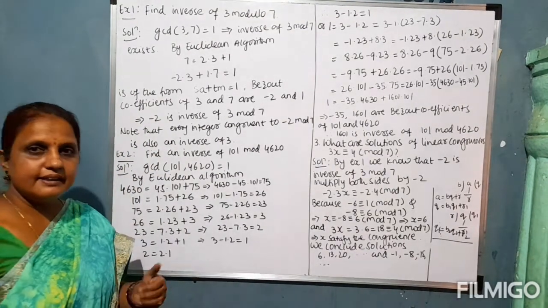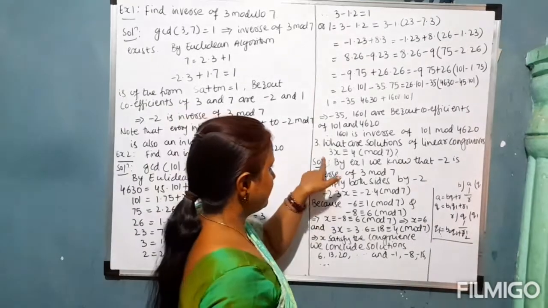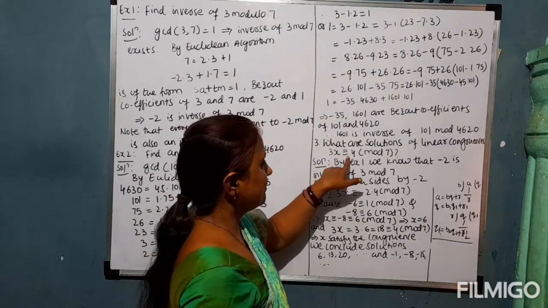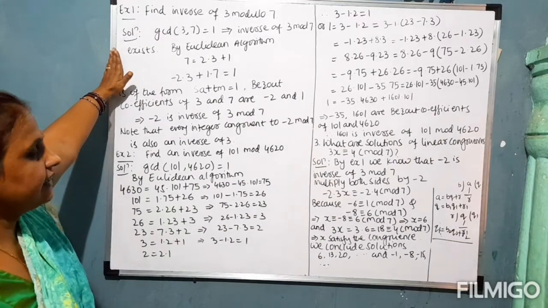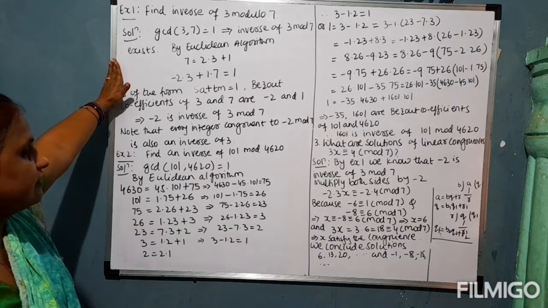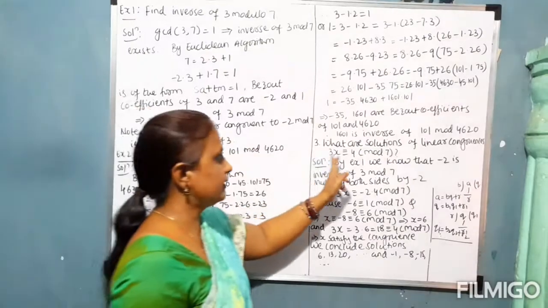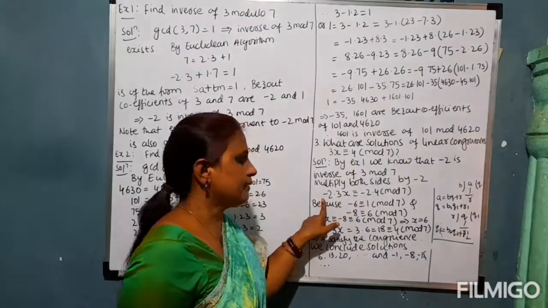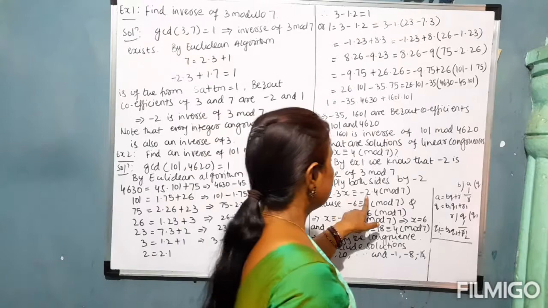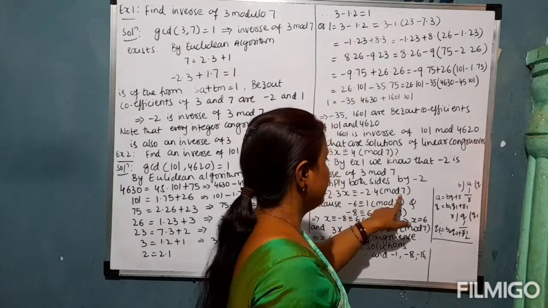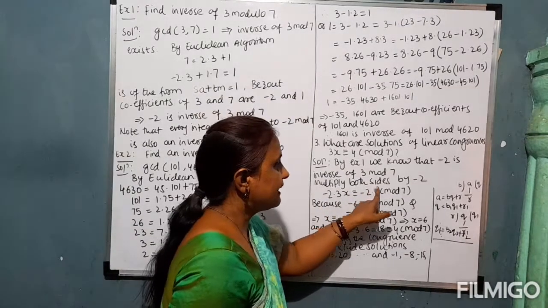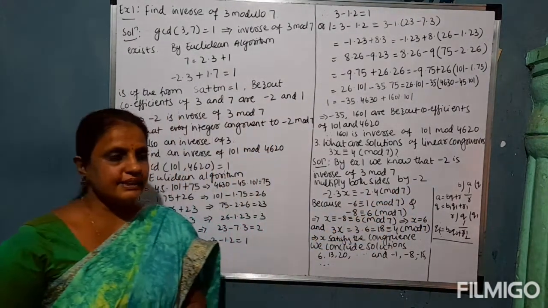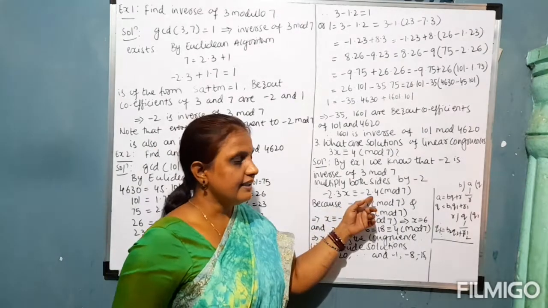Now suppose a linear congruence is given. For example, suppose 3x is congruent to 4 mod 7. Then by example 1 we already know that the inverse of 3 is minus 2. So multiply both sides by minus 2. We get minus 2 into 3x congruent to minus 2 into 4 mod 7. We get minus 6x congruent to minus 8 mod 7, meaning we can say that minus 8 will be the x value.